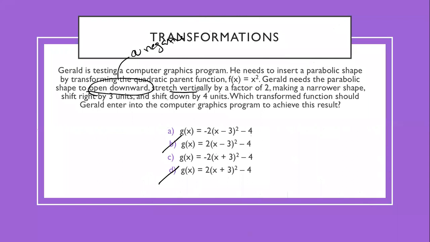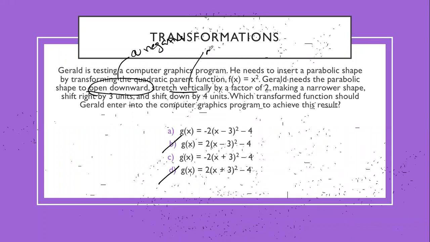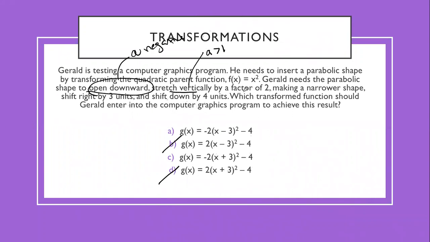Stretch vertically. For it to stretch vertically, what do I know about the A value? Not between 0 and 1, greater than 1. So to stretch vertically, A has to be greater than 1, by a factor of 2. I didn't read the rest of that. So we know A is 2.